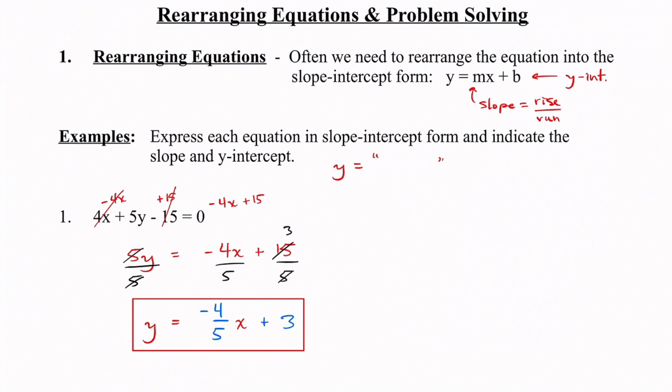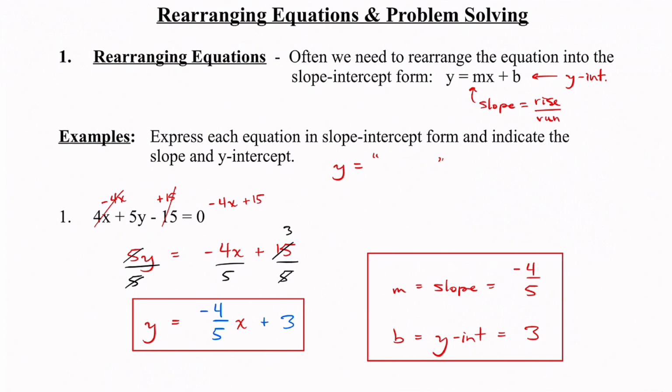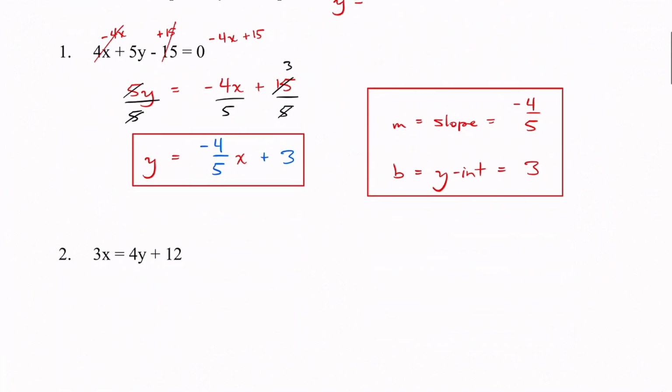Highlighting the m and the b, you can see that the m, which is our slope, is the negative 4 over 5, and our b, which was our y-intercept, is that 3 there. So number 1 is now all finished. You can move on to number 2.